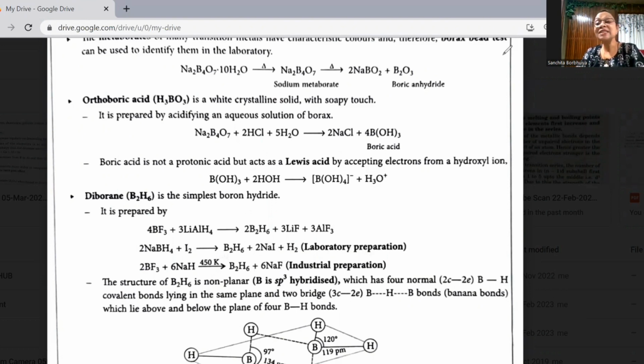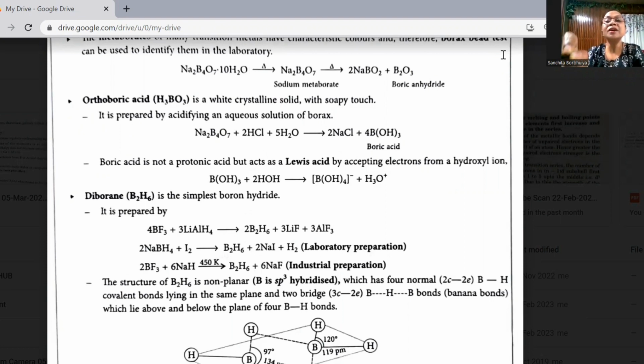So boric acid, an important question. I warn you, this is an important question, whatever I'll speak next. Boric acid is not a protonic acid. That means, though we are calling it an acid, the acid itself does not give out the proton. But you know that all acids express their acidic characteristic in water. We have to put it in water.